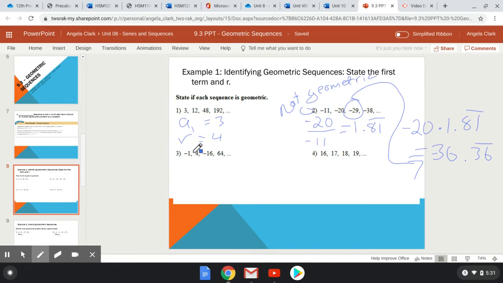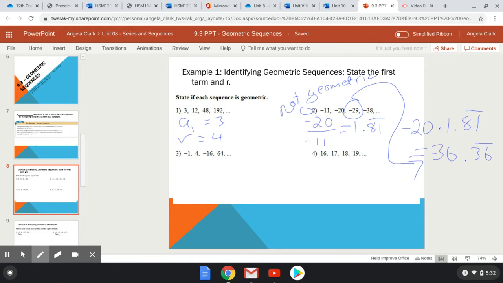Number 3, to get from negative 1 to 4, I need to multiply by negative 4, right? Negative 1 times negative 4 would give me positive 4. If I multiply positive 4 by negative 4, do I get negative 16? Yes. If I multiply negative 16 by negative 4, do I get positive 64? Yes. So this is in fact geometric. I can see that by multiplying each thing by negative 4 and seeing that I get the next thing.